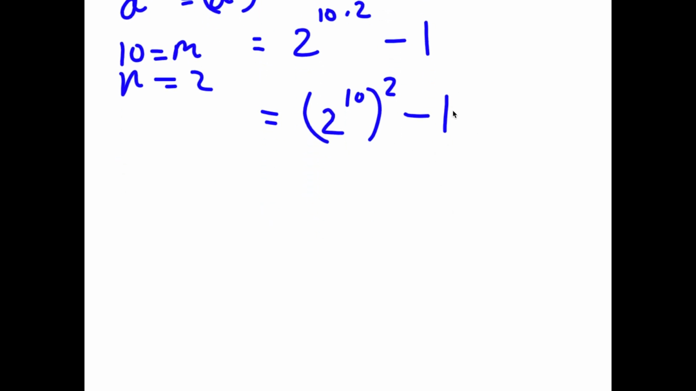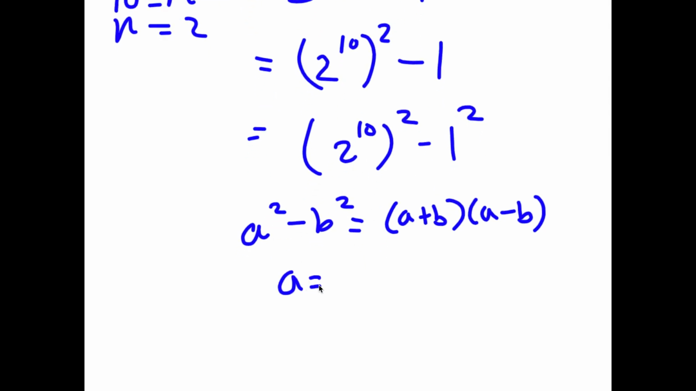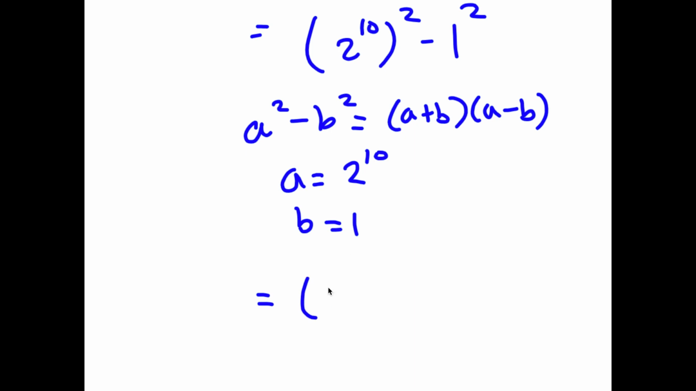Now, 1 here, this is the same thing as 1 to the power of 2, because 1 to the power of any number is simply just 1. So I'm going to rewrite 1 here as 1 to the power of 2. So now, if I have something in the form a squared minus b squared, this is equal to a plus b times a minus b. And in this case, a is 2 to the power of 10, and b is 1. So I can rewrite this in the form 2 to the power of 10 plus 1, a plus b, times a minus b, so 2 to the power of 10 minus 1.